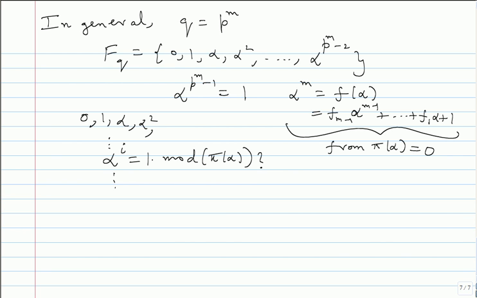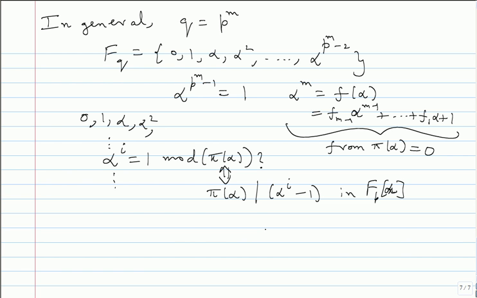Do you see what I'm saying? It's the exact same thing. Alpha power i will become 1. When will that become 1? Another way of reading this is, this will happen if and only if pi of alpha divides alpha power i minus 1 in F_p[x]. I can move 1 to this side: alpha power i minus 1 equals 0 modulo pi of alpha. What does it mean? Pi of alpha has to divide alpha power i minus 1. These are all exactly the same.